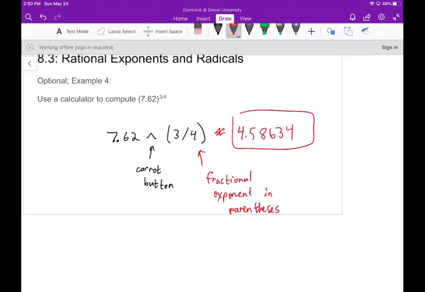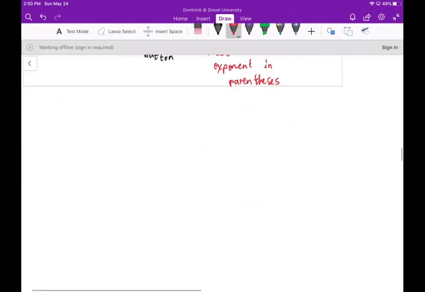Okay, so that's maybe one thing that I would try on your own to make sure that you can type that in the calculator correctly, which sounds silly at first, but you'll find that if you don't enter the parentheses for the exponent, you will get something different.